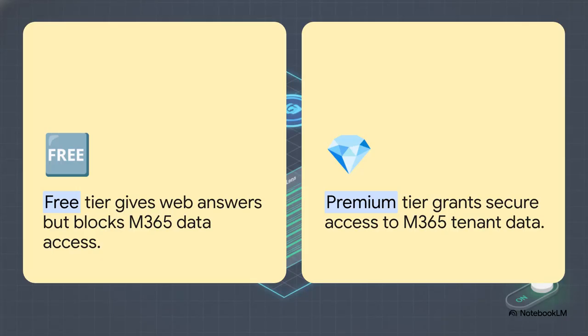Let's quickly talk about licensing and access because the system is smartly split into two distinct tiers. First, you have free functionality. This gives users web-grounded answers and simple Q&A agents. But here's the key. It completely blocks access to your internal organizational M365 data. Then you have premium functionality. This is unlocked via a Copilot license or a metered plan, and it grants that secure, connected access directly to your tenant data. This separation is honestly brilliant because it allows admins to pilot Copilot broadly across the company using the free tier while keeping the rollout of highly sensitive, data-connected agents tightly restricted.